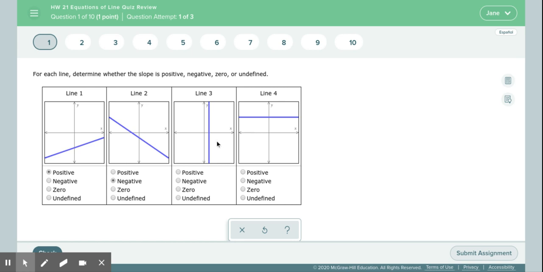Now the last two are special lines. This one's a vertical line and this one's a horizontal line. Anytime you have a vertical line, it means it goes up and down, but it doesn't go left and right. Remember that in your slope formula, it's your rise over your run. So this rises, it just doesn't run any. So you cannot divide by 0, which is undefined. And for a horizontal line, you don't go up or down any, which means it's 0 for its rise, but you go left and right. So 0 divided by a number is going to give you 0.